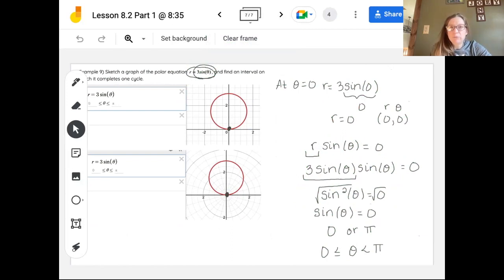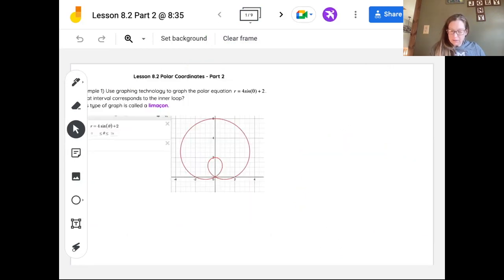We're going to talk about some of those loop-de-loo type graphs using graphing technology to help us so we can visually see what's happening here. So it says use graphing technology to graph the polar equation r is equal to 4 times sine of theta plus 2. So this is called a limacon. It's a limacon because it has the loop-de-loo kind of on the inside of the circle. It doesn't complete a full circle, it just kind of loops around.